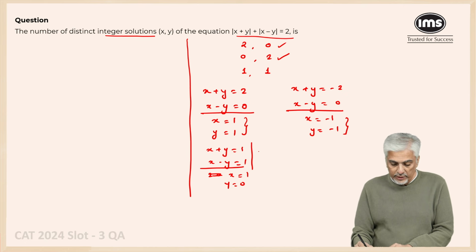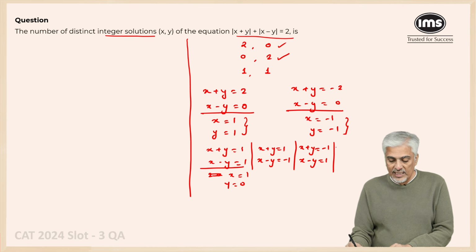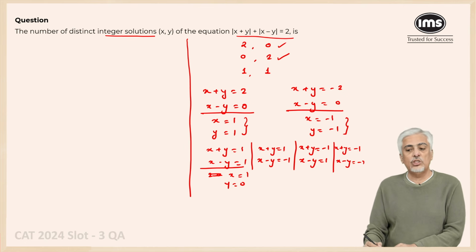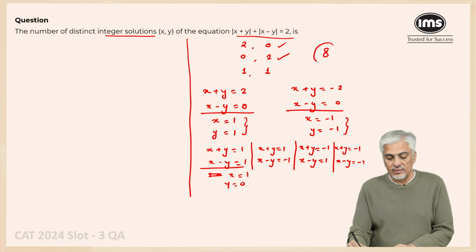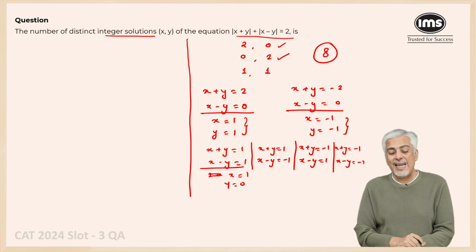So, I'll just write all the 4 cases over here. X plus y is 1 with x minus y is minus 1. X plus y is minus 1 and x minus y is 1. And last, both are minus 1. X plus y is minus 1 and x minus y is minus 1. So, you'll get 4 more solutions over here, and we got 4 solutions earlier. So, the number of distinct integral solutions will be 8.